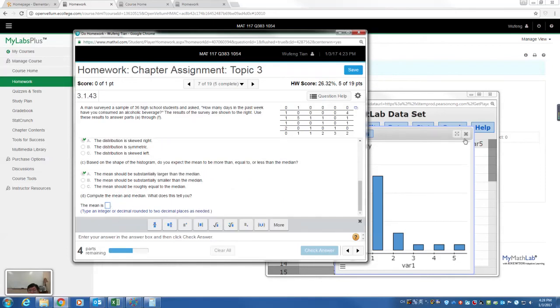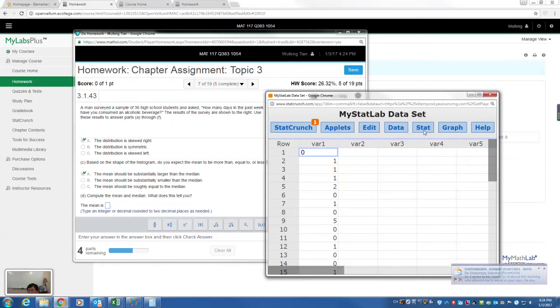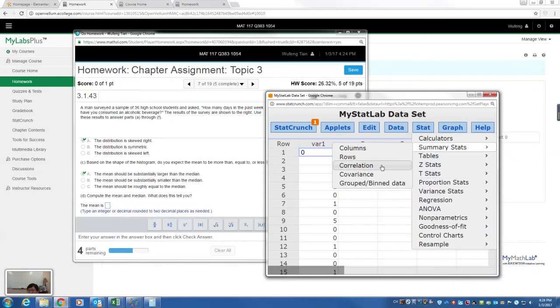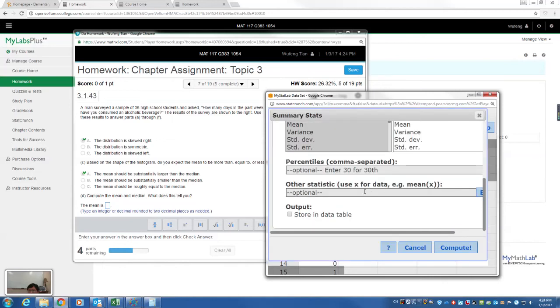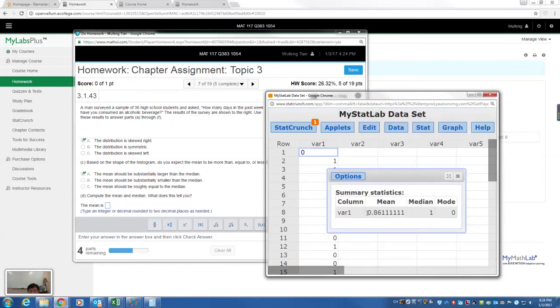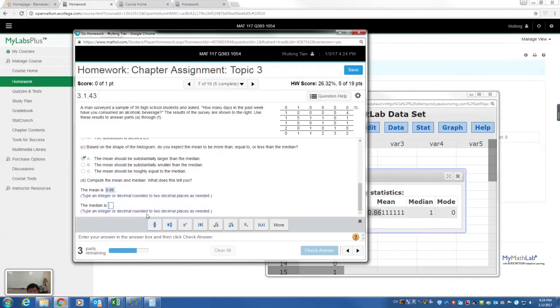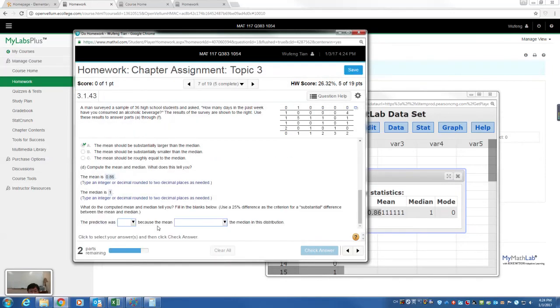Okay, the mean value is what? So what do we do? You can check mean value. In case they ask you for everything else, I'll do mean value, median, and mode together. So the mean value is 2.86, and also the median is 1. And if they ask you for the mode. The prediction is, what do the computer mean and median tell you? Fill in the blanks below. Okay, you're going to do that yourself.